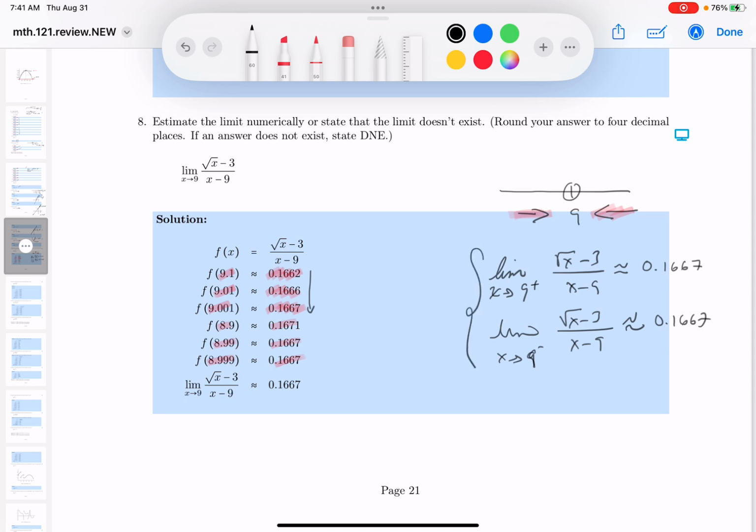So these two limits are in agreement, and that has to be the case to get the limit as x approaches 9. And this means both left and right, and they're in agreement, which is good. And what I'm going to say, whoops, maybe I shouldn't say that. Zero point 1667. All right, that's an approximation. All right, thank you.